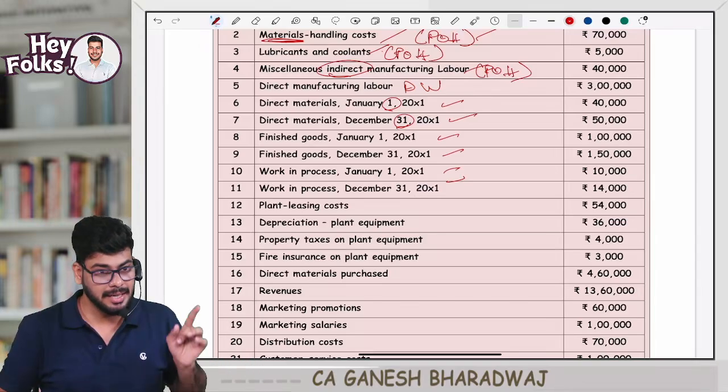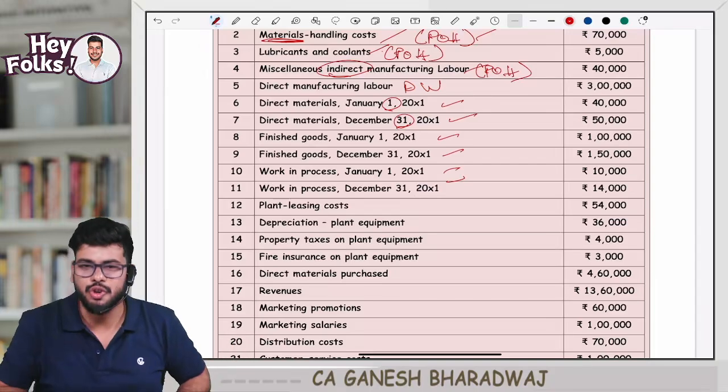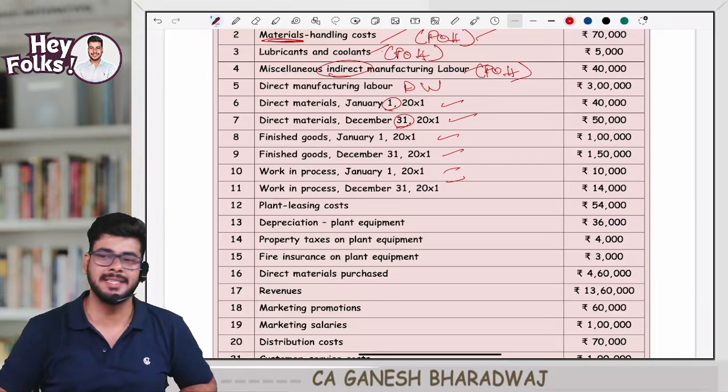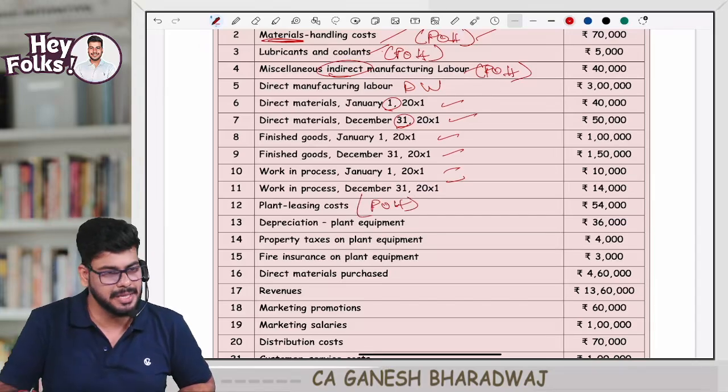Is it a direct cost? Every unit you produce, you need to pay so much rent. You can't establish that relationship. So you put it under your production overheads. Guys, are you all clear with this? This comes under POH.